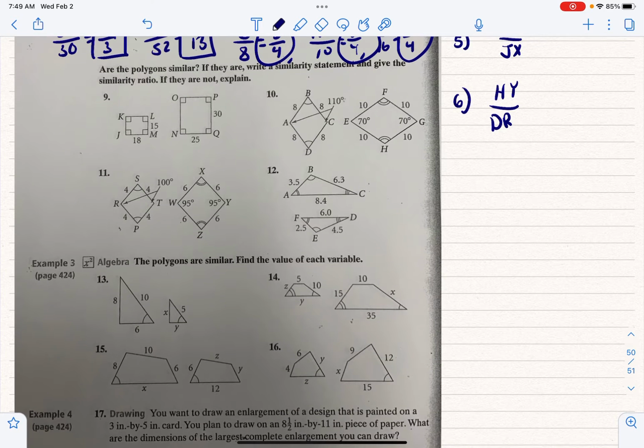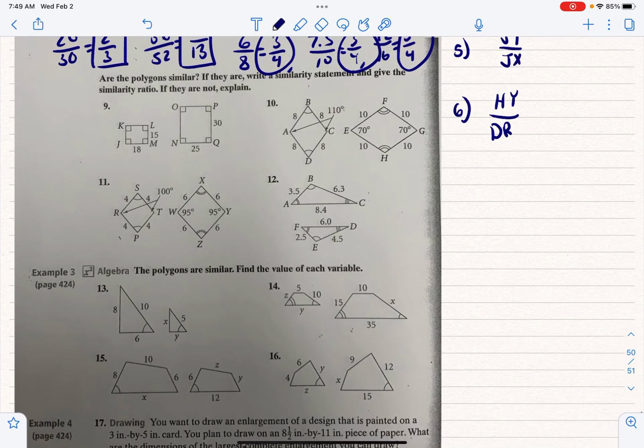Again, it says, are these similar? Okay, and so we're checking for the same thing. We're just checking for the same information. This first one, of course, the corresponding angles are congruent. We've got all 90s. So the only other thing to check is, are the corresponding sides proportional? So we say small side to small side, 15 to 25, which is 3/5. And then larger side to larger side, 18 to 30, both divisible by 6, which is 3/5. So the answer is yes. We're supposed to write a similarity statement.